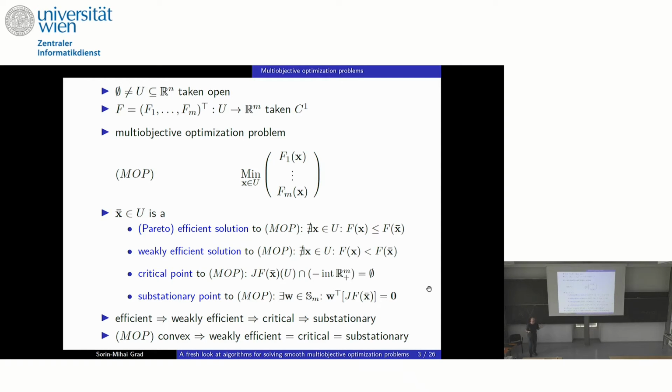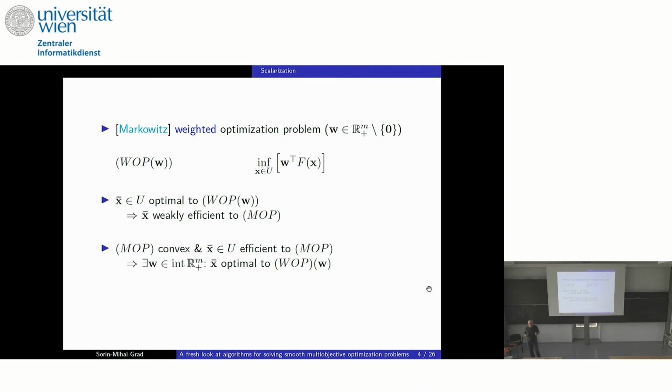Now, the previous algorithms, all of them, or virtually all of them, proposed or published by colleagues from Brazil, Alfredo Iusem, Mauricio Graña Drummond, and their co-authors, Bernard Svaiter, and so on, deliver critical points. Our algorithm will deliver substationary points. So a different-ish notion, but again, in the convex case, they also coincide with weakly efficient.